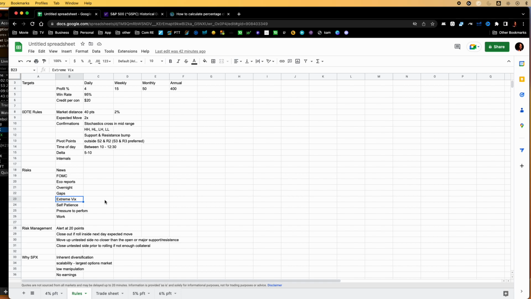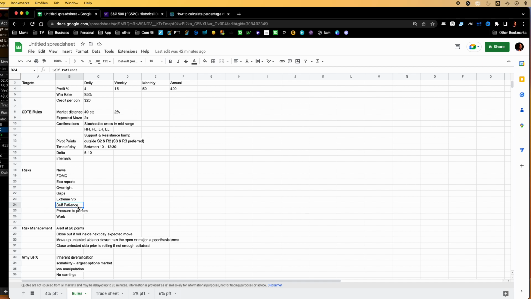So the premiums are going to be very juicy, but you can't get far enough away from the market if it decides to pull one of those flash crashes, and it'll blow up whatever trade is there. So got to watch out for that. 20 VIX, cool. 25 VIX, okay. 30 VIX, let's probably stick to calls at that point. So watch out for that volatility stuff. All right.